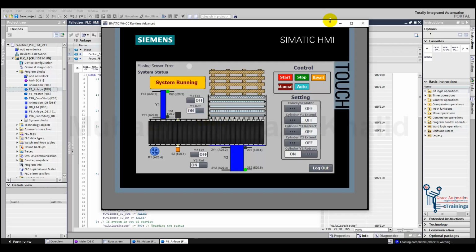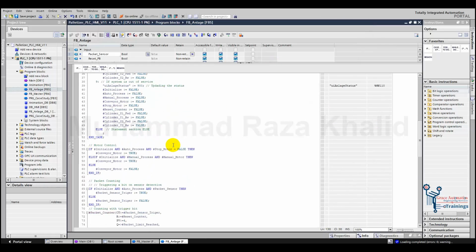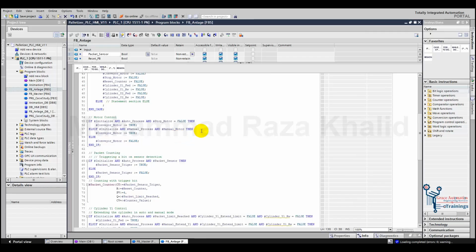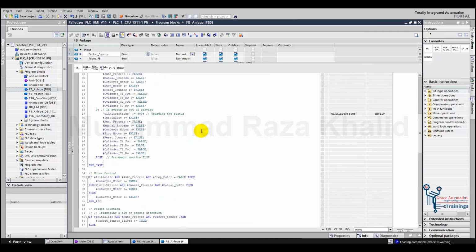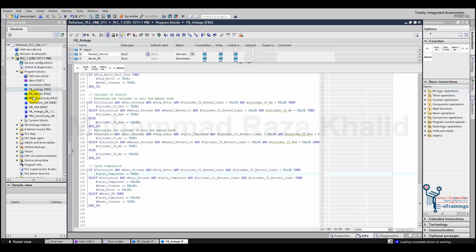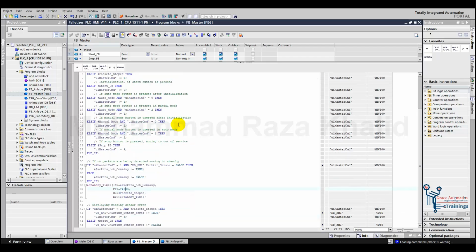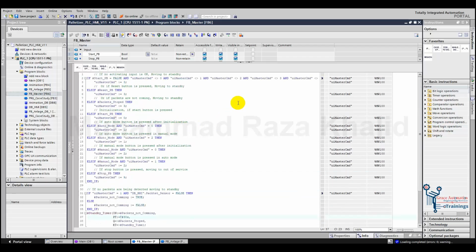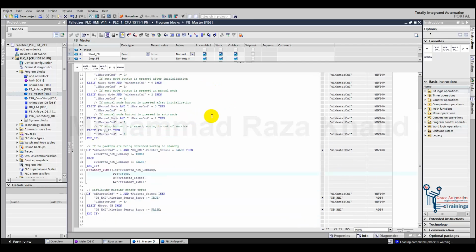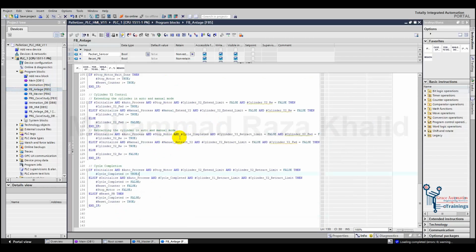The logic for the control was developed in SCL. Here is the main controlling logic for the system, and here we are getting the commands from the HMI in a register, and depending on the value moved in the register we are taking the decisions in this functional block.